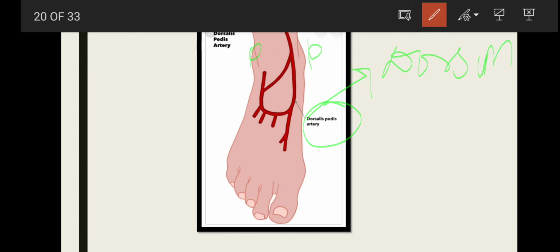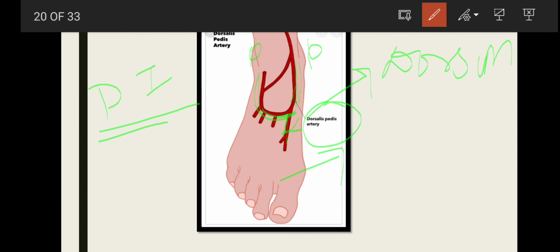It runs along the medial side of the dorsum, and it reaches the first intermetatarsal space, that is between the first and second metatarsals. So at the proximal end of the first intermetatarsal space, it dips and comes between the heads of the dorsal interossei muscles, which we are about to discuss. And then it forms a plantar arch.